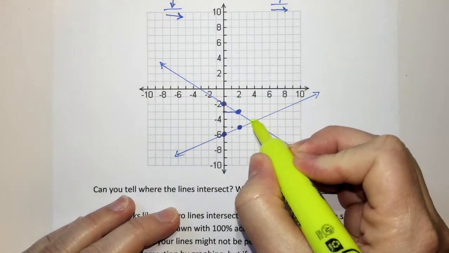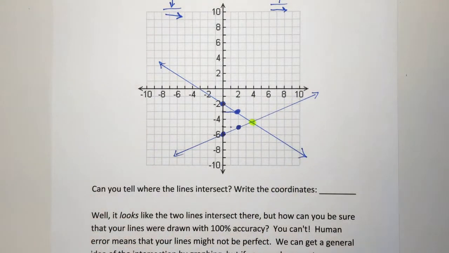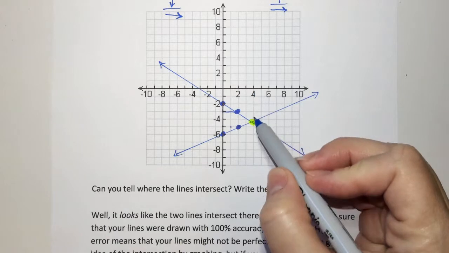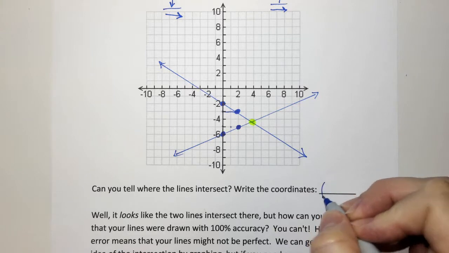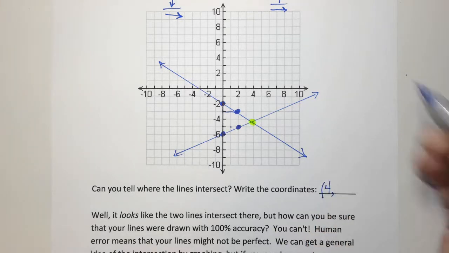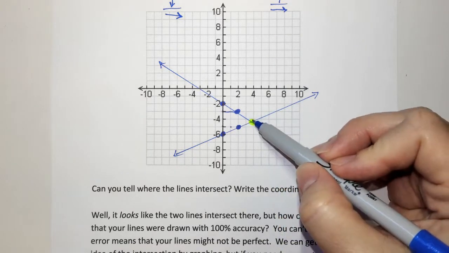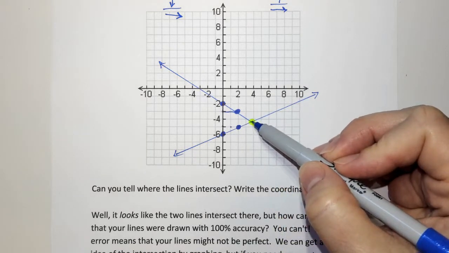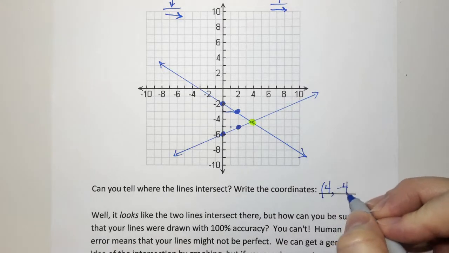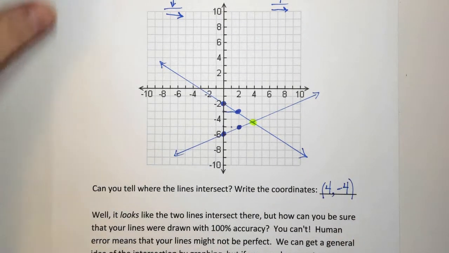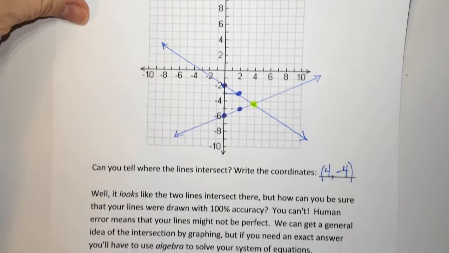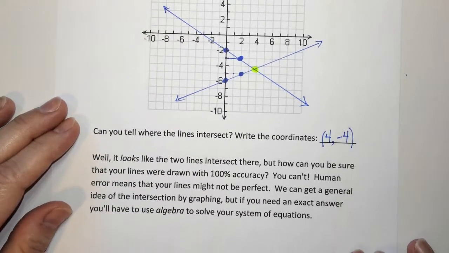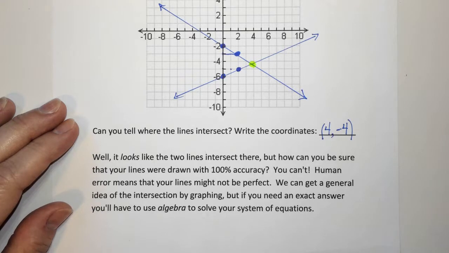Well, here's where they intersect. It's not exactly on. Let's see, my x value looks like it's near 4, but it might be 3.5. I'm just going to guess 4, but I don't feel very confident about that. And the y value, it's a little lower than 4, maybe 4.25 or 4.33, but I'll just go ahead and put -4 since it's close to that. It looks like the two lines intersect at point (4, -4), but how can you be sure that your lines were drawn with 100% accuracy? You can't. Human error means that your lines might not be perfect.